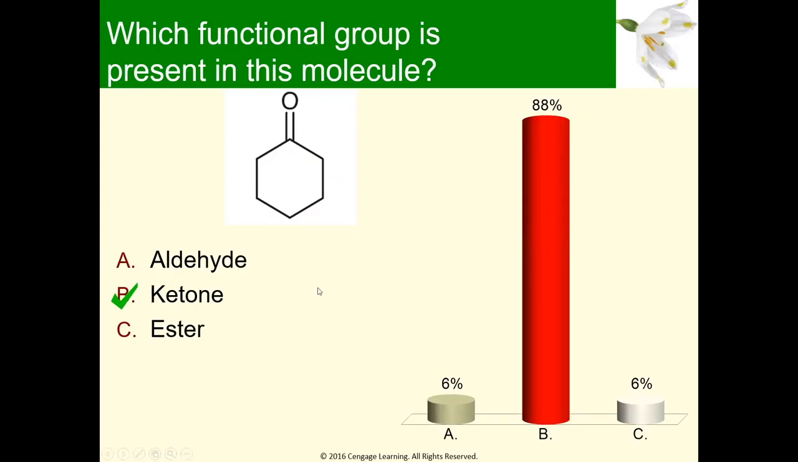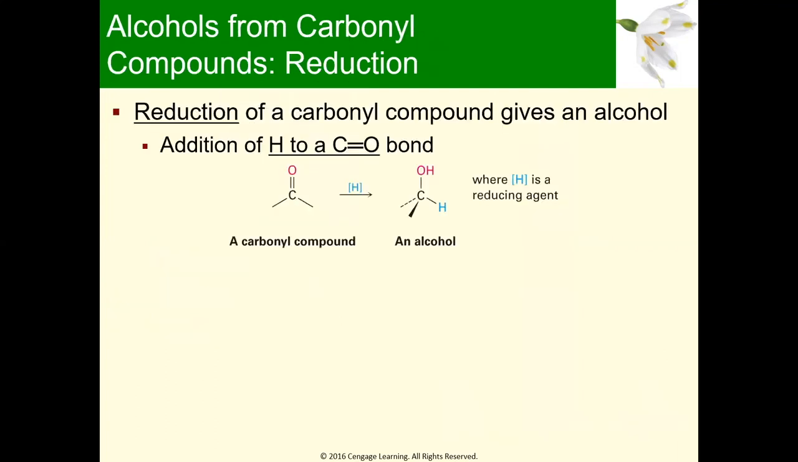We're going to look at how to reduce a carbonyl group to get an alcohol. Now, this hopefully looks familiar because you have done this. We took vanillin in the lab and we used sodium borohydride to reduce it down to an alcohol. So the reduction of a carbonyl compound gives an alcohol.